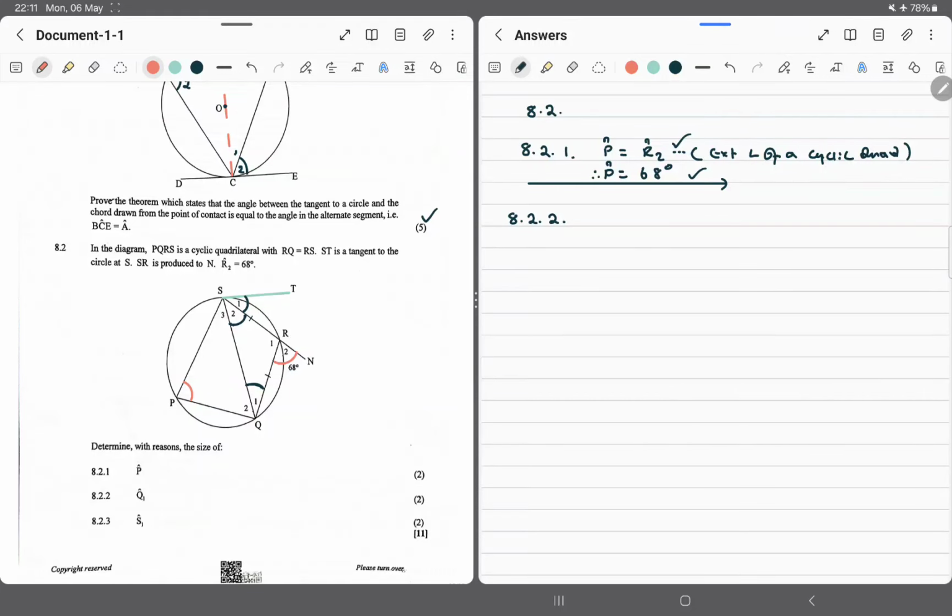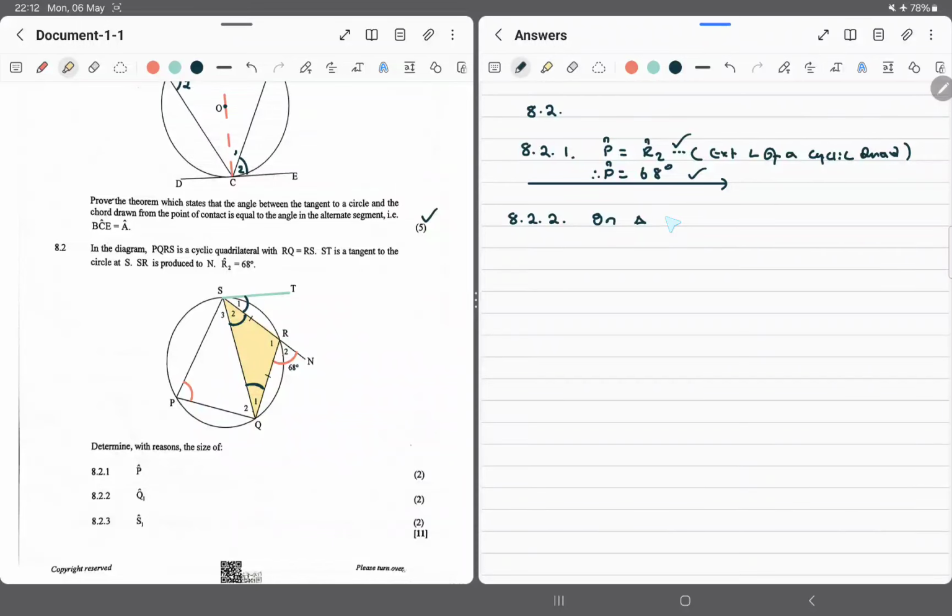8.2.2. We need to find angle Q1. Angle Q1 is literally, if we look at it, Q1 and Q2 are equal. But if we look at this triangle, we see that this is an isosceles triangle, meaning S2 is equal to Q1. And this angle R1 is an exterior angle of that triangle. So we can use that property.